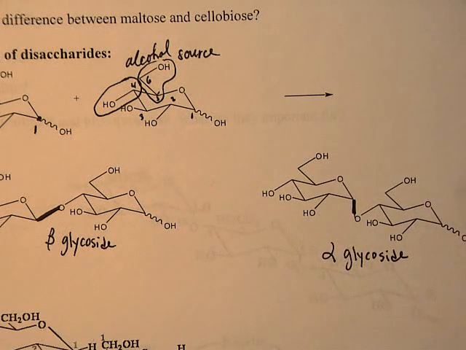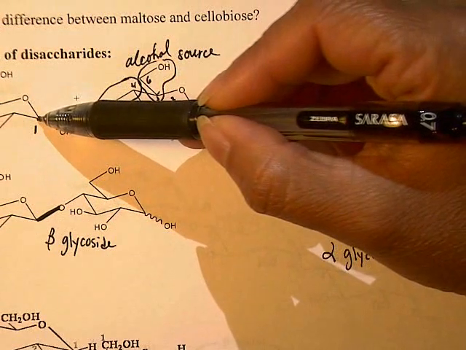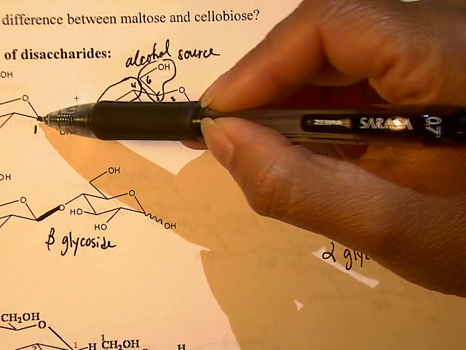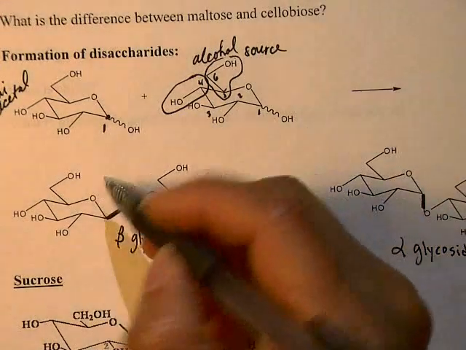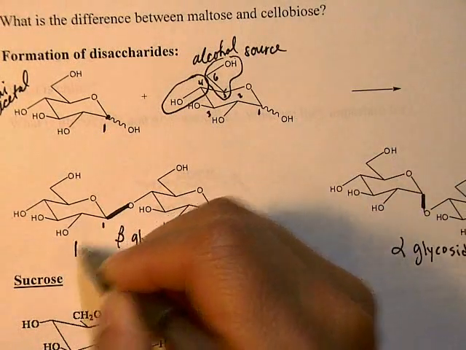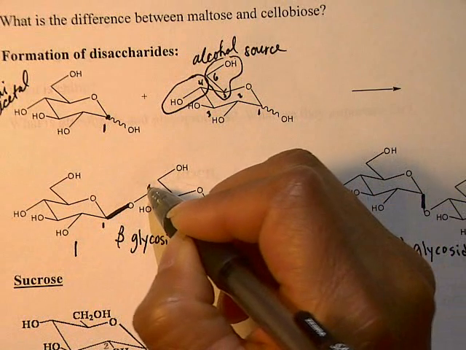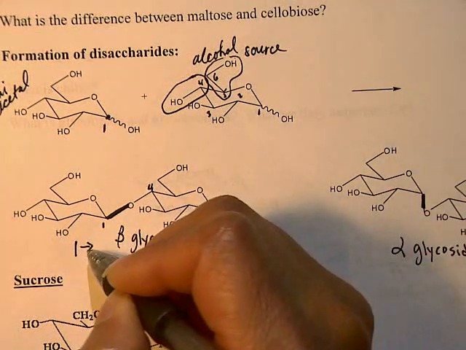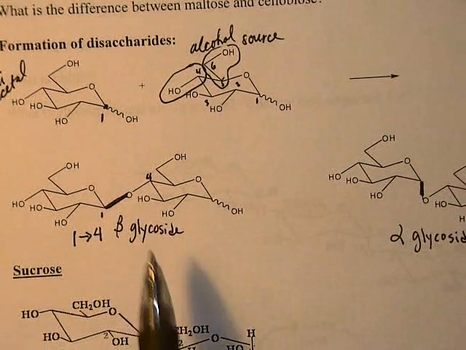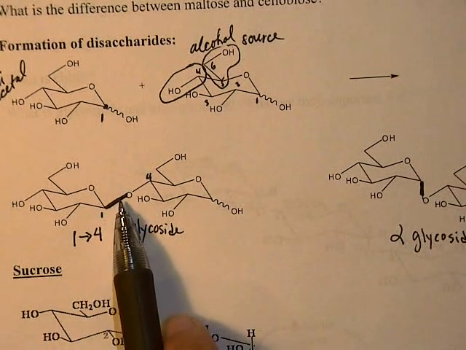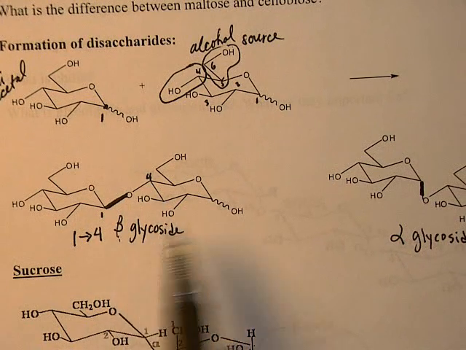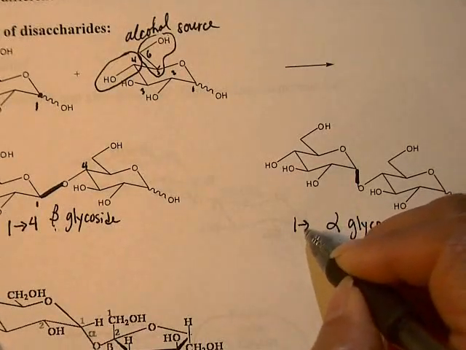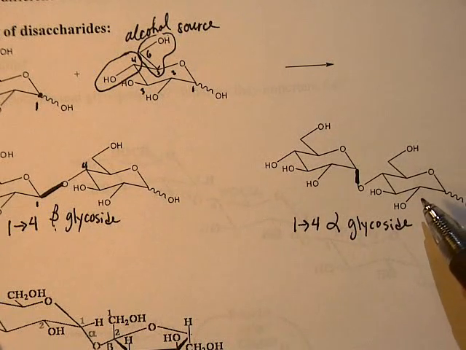Two formations are possible because this carbon is constantly opening up and closing anyway. To name the glycoside linkage, this is carbon 1 of the hemiacetal sugar, and remember this is carbon 4. So the notation is that the glycoside bond is between carbon 1 and carbon 4 and is a beta glycoside, whereas this one is 1 to 4 but is an alpha glycoside.